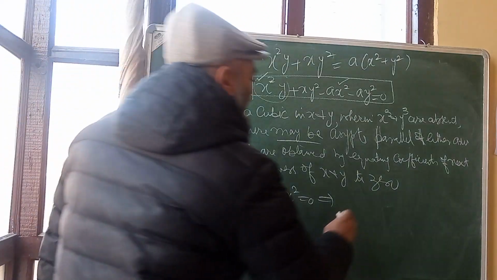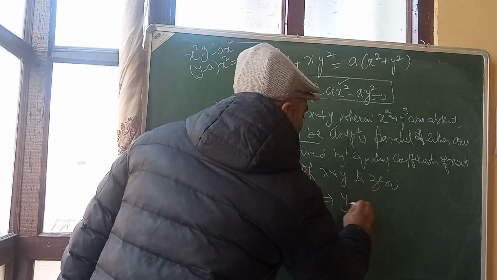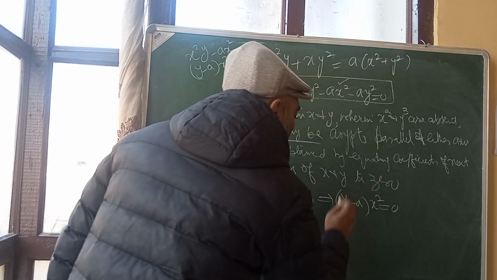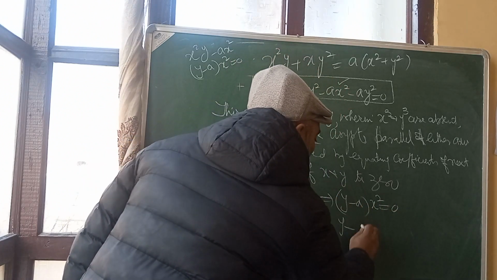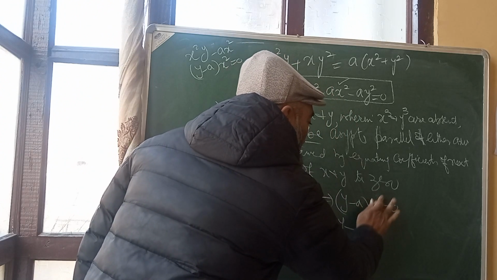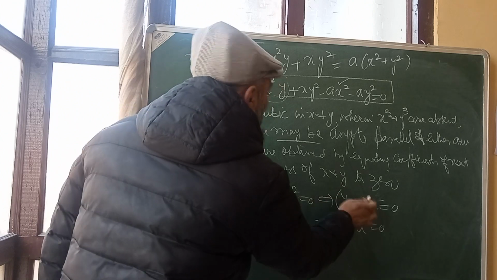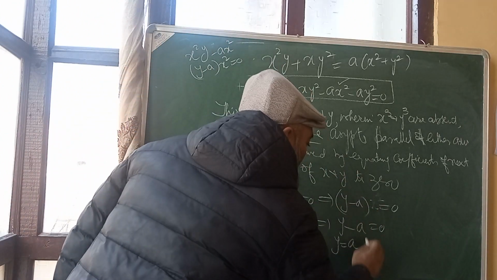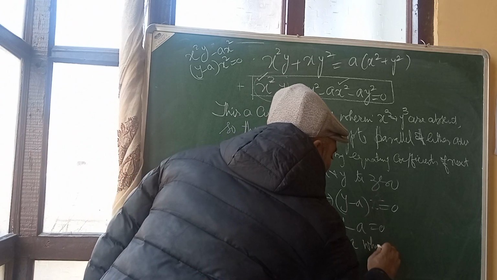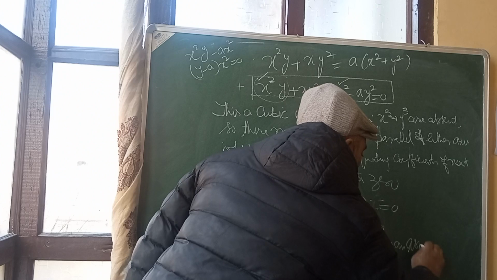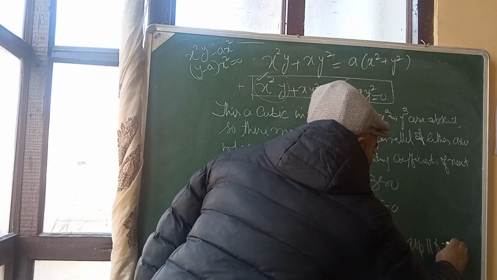That means y minus a times x square equals 0. Coefficient of x square equals 0 means y minus a equal to 0. You need not write this because you need to write only the coefficient. Coefficient of x square is y minus a equals 0 means y equal a, which is an asymptote parallel to x-axis.